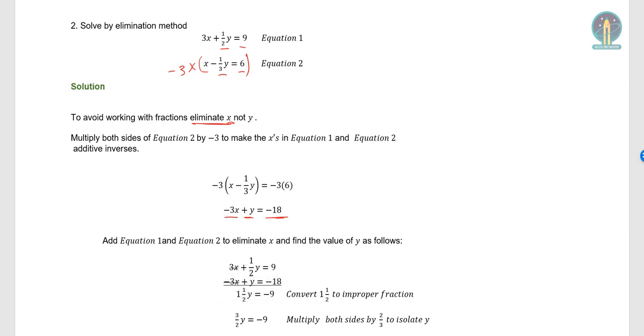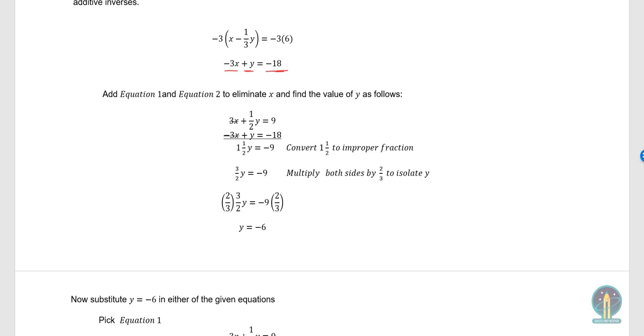Now we can add both equations to each other. So 3x plus 1/2 y equals 9, minus 3x plus y equals minus 18. So now the x's cancel out, right? 3x minus 3x is 0. 1/2 y plus y is 1.5 y, equals 9 minus 18 is minus 9. We can convert the 1.5 to an improper fraction. Again, this makes it easy to get rid of the fraction, move it from one side to the other. So 1.5 is essentially 3/2, right?